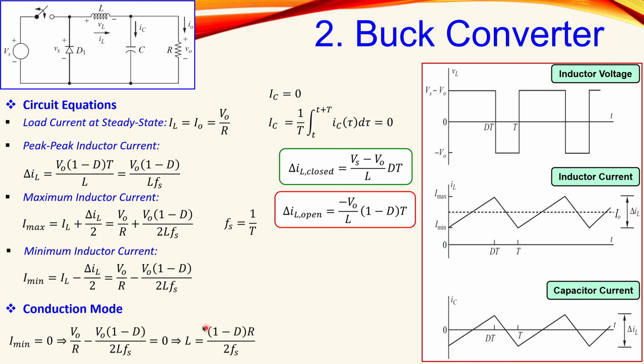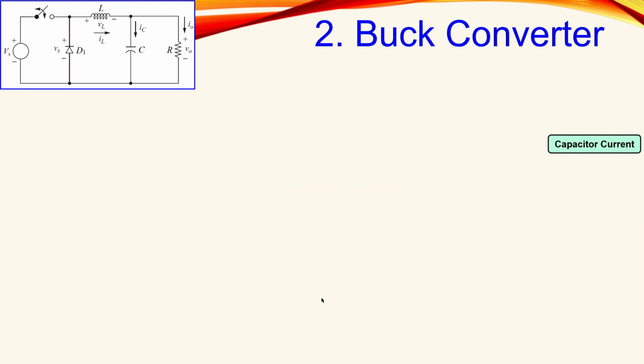We can evaluate that this is the minimum inductor value we need in order to stay in the continuous current mode. So this is the L minimum, and if you go below this value, then you have a discontinuous current mode. Okay.